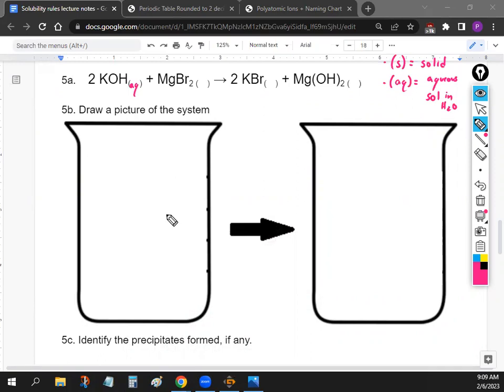Yes. It means aqueous. It means it dissolves in water. Yeah, it's just a fancy way of saying that.